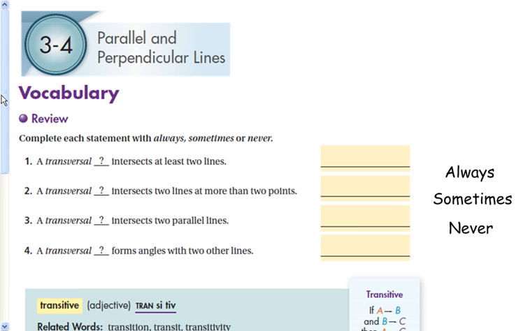So here's the review. A transversal always intersects at least two lines. A transversal never intersects two lines at more than 2 points. A transversal sometimes intersects two parallel lines. And a transversal always forms angles with two other lines.